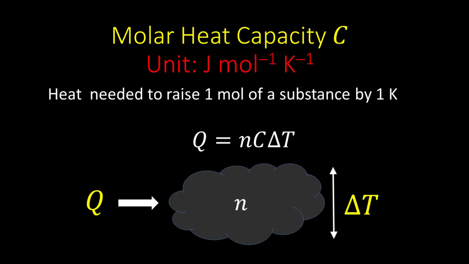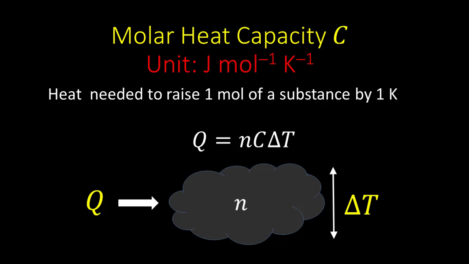We will be studying gases a lot. And for a gas, it is often more convenient to work with the molar heat capacity rather than the specific heat capacity. The molar heat capacity, with symbol capital C, is defined as the quantity of heat needed to raise 1 mole of a substance by 1 Kelvin. It has units joules per mole per Kelvin.